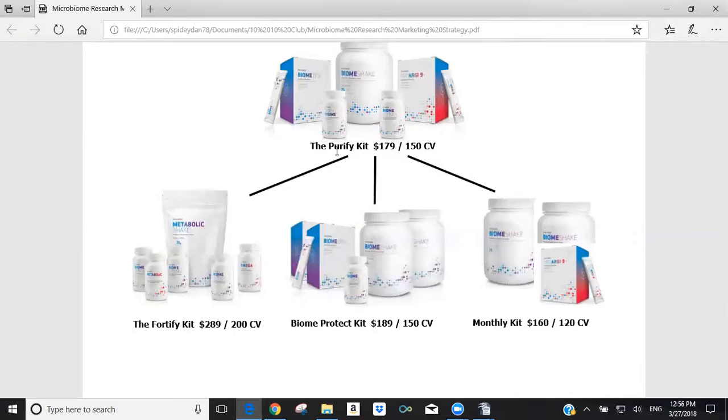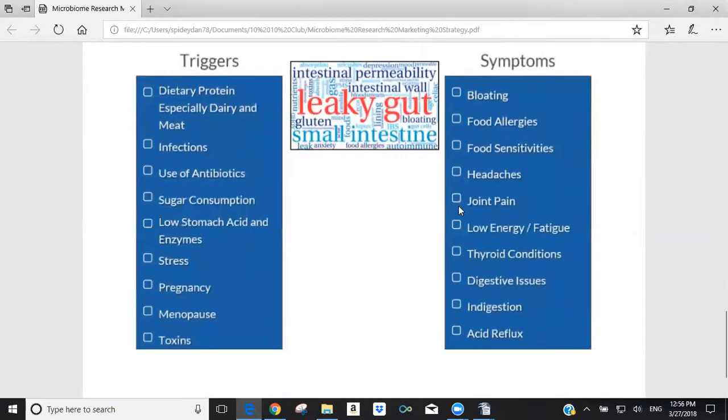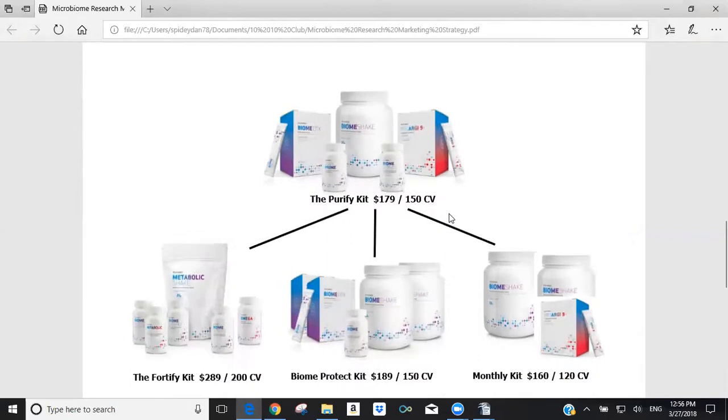Now, if you've used the tool for leaky gut and they've checked off a large number of symptoms, then after they've gone through the Purify Kit, you can come back to them and say, you know, from your Leaky Gut Survey, you have a very high probability that you have some issues with the leaky gut. I know that you're feeling better. We've most likely begun the process of helping to repair that leaky gut, but my suggestion is that you would go on a Biome Protect Kit for the next month or 2 to continue that process of helping to restore the integrity of your small intestine and eliminate that leaky gut.